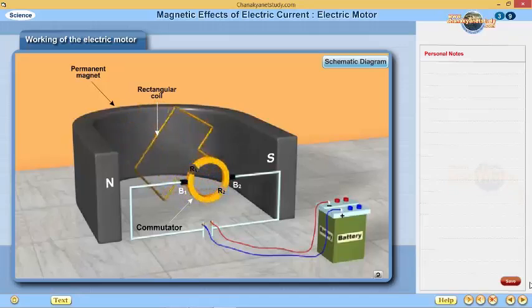Now the force acting on arm AB is downward and on CD is upward. Again this force moves the coil in clockwise direction. Thus, the coil rotates with the help of electrical energy. The coil of a DC motor continues to rotate in the same direction.